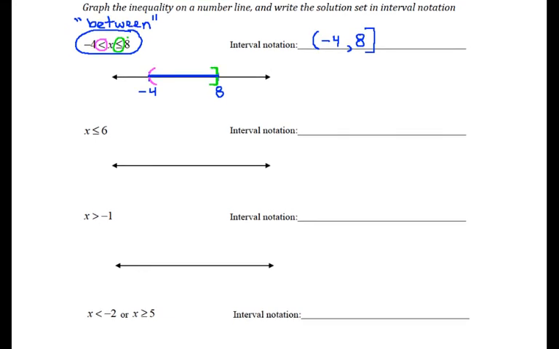Now we'll look at a few examples in which maybe we don't have two numeric endpoints. In this case here, we have x is less than or equal to 6. So 6 is the only number that I'm going to mark on the graph. And less than goes to the left. Less than or equal to suggests a closed bracket. So I will go ahead and draw this in.